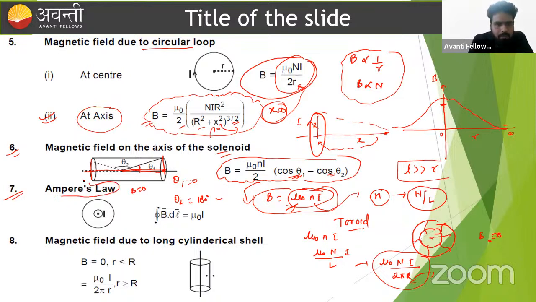Ampere's law. What is Ampere's law? Sir, Ampere's law is just a similar type of Gauss's law for the magnetic field. Okay, what is Gauss's law? Sir, Gauss's law is the closed integral of E dot dS equals q enclosed upon epsilon naught. In the same similarity.